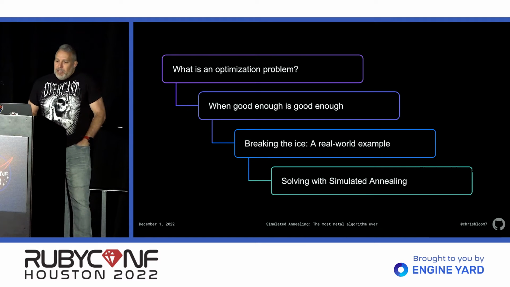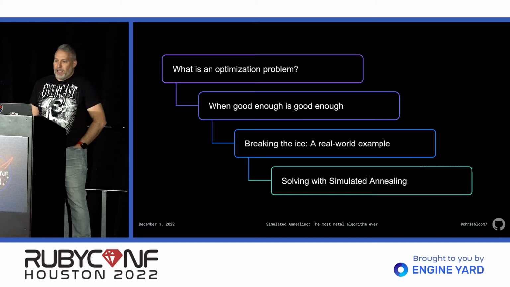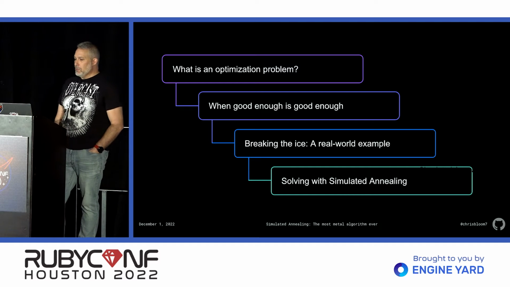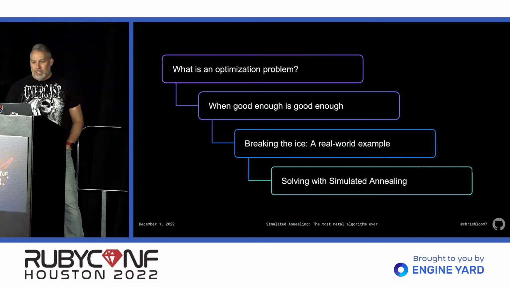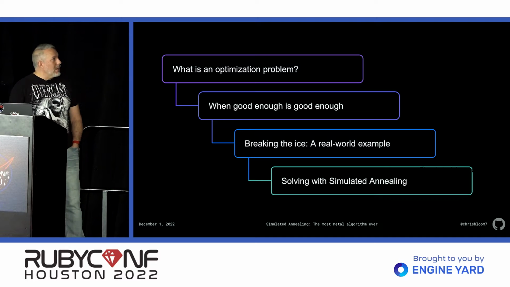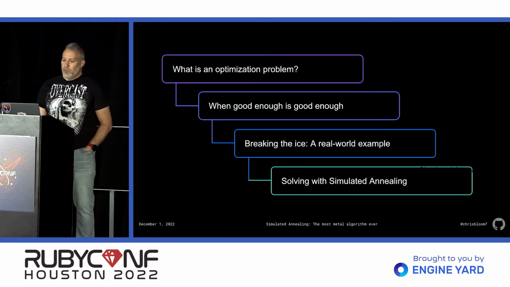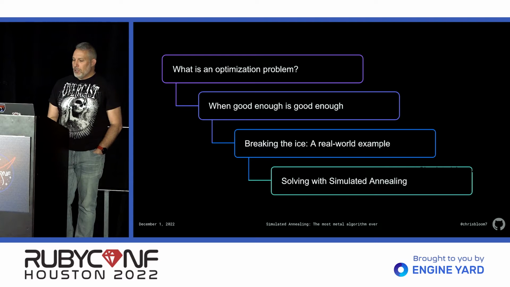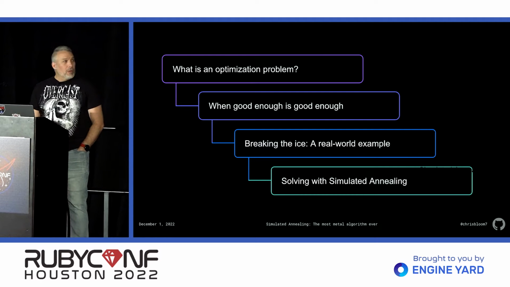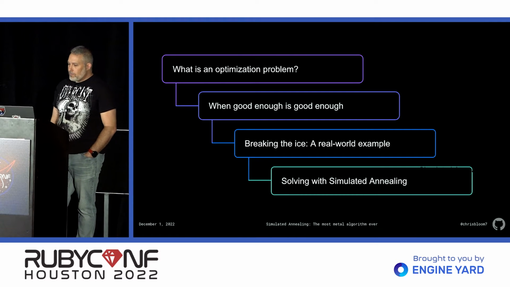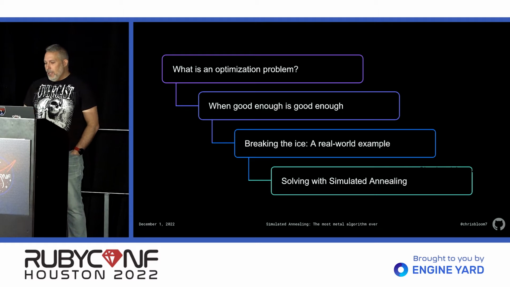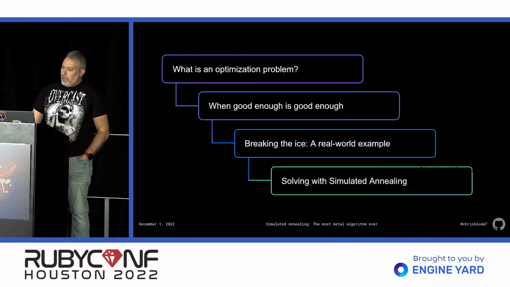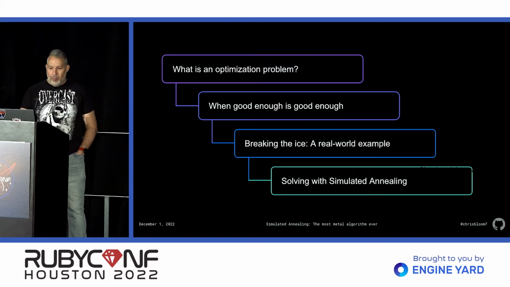So, simulated annealing is an algorithm designed to find approximate solutions to complex optimization problems. In this talk, we'll introduce what optimization problems are. We'll learn why we might want an approximate or good enough solution to one. And then we'll go through a real-world example of an optimization problem. And finally, we'll see how I use simulated annealing to solve that problem.